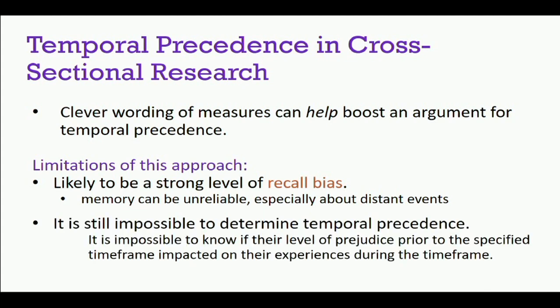So it's still impossible to determine temporal precedence in those sorts of cases because we don't know what their level of prejudice would be prior to the specified time frame. So 2 years ago, 3 years ago, maybe they had some really bad experiences then, or maybe they had some really good ones that buffered them against prejudice. So that would be problematic. So we need to move further back in time if we really want to establish temporal precedence. Now, that would be a good study to do initially, but it wouldn't be sufficiently compelling that the research would stop there.